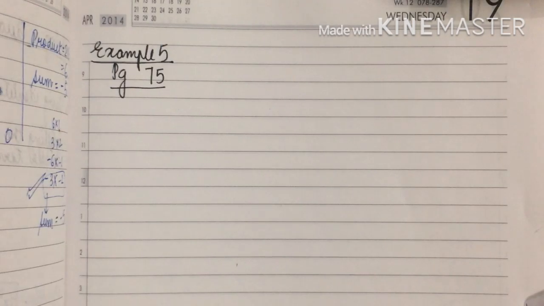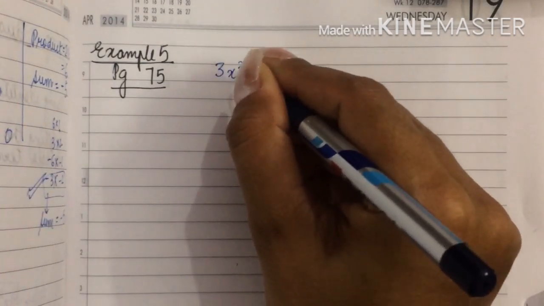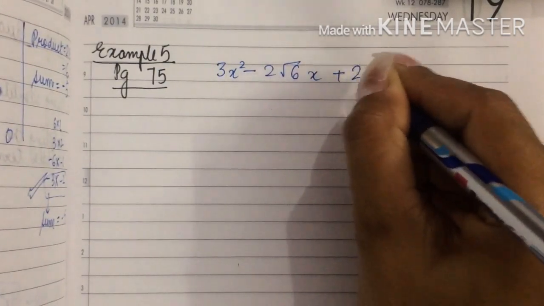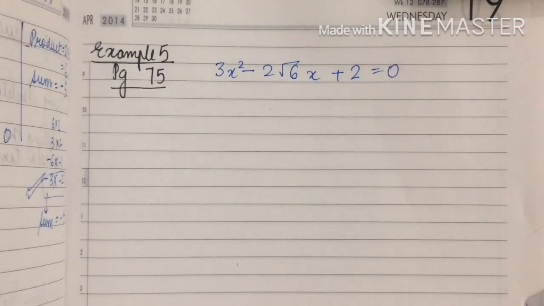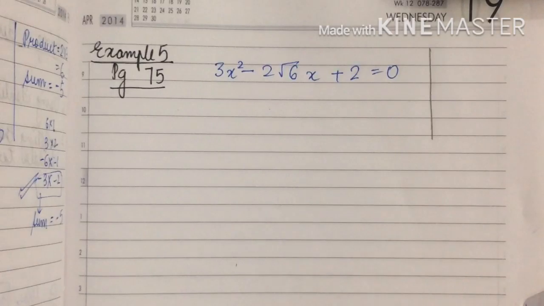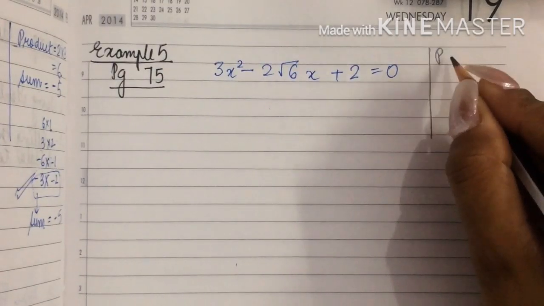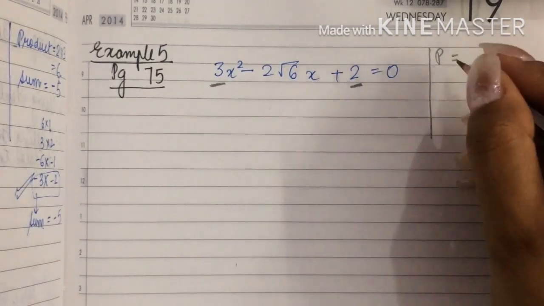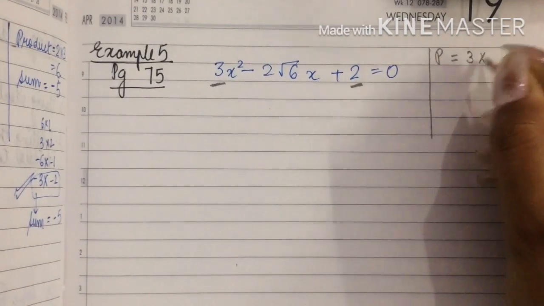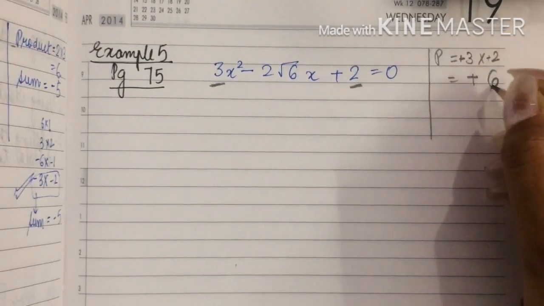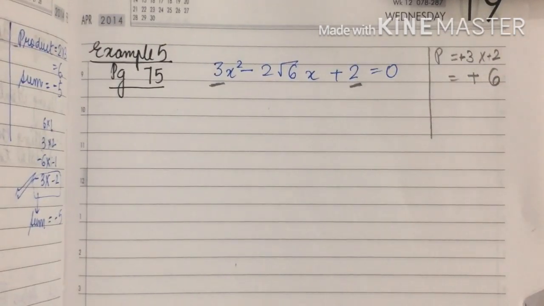Now let us do example number 5 from page number 75. The equation that we have is 3x square minus 2 under root 6 times x plus 2 equals 0. The first step will be to note down what product and sum I require. So this is for myself. The product I require will be obtained from the first and the last term. So this is 3 and 2 with their signs, positive 3, positive 2.